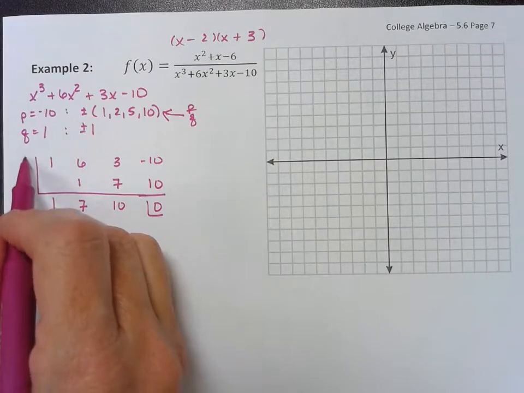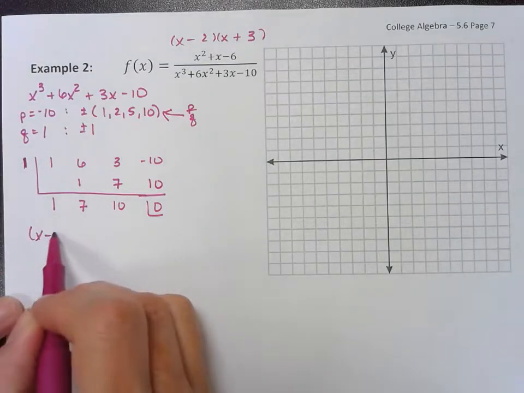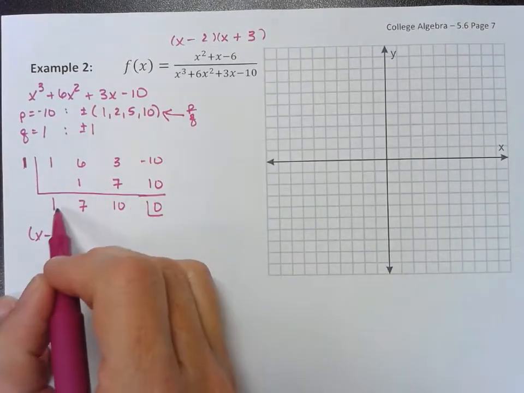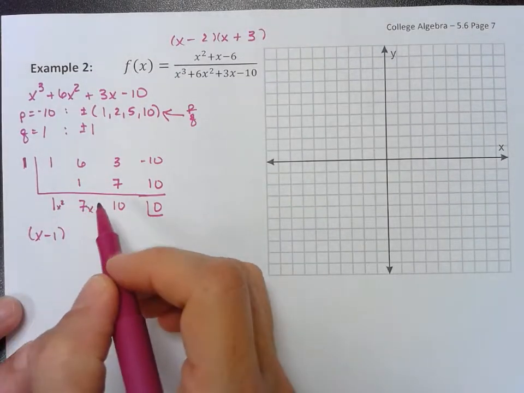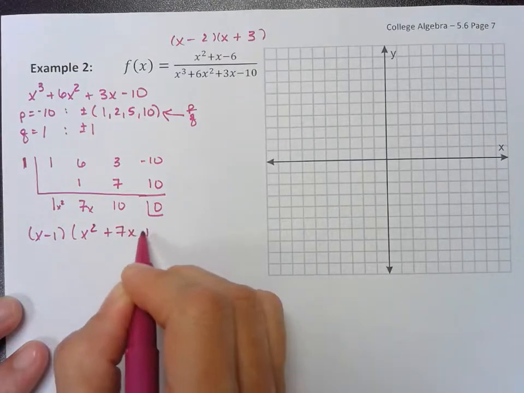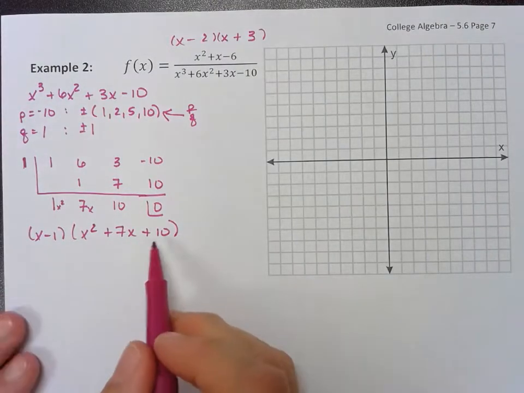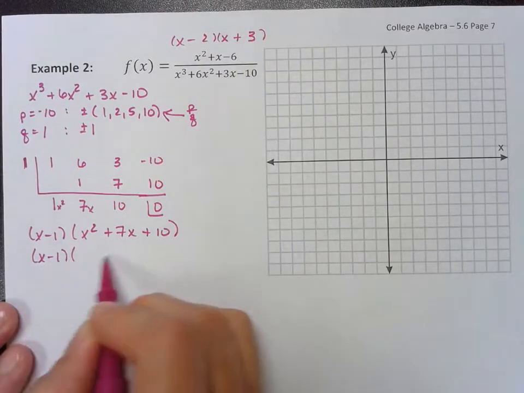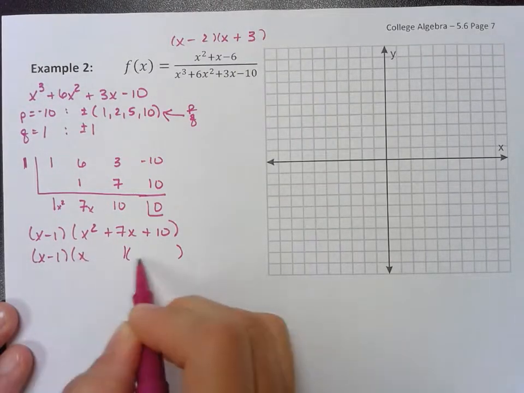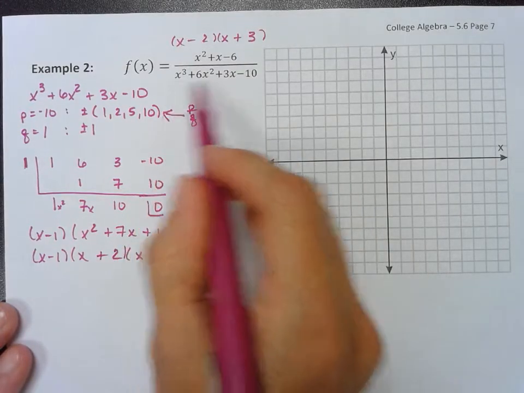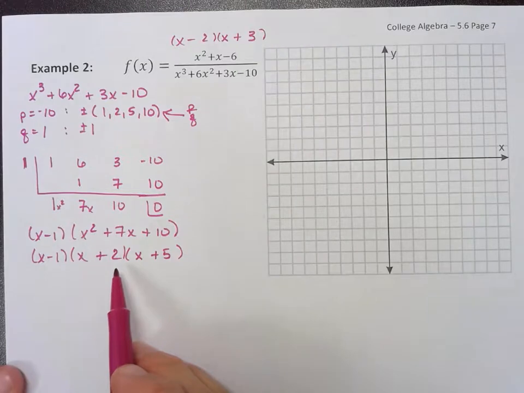So now we need to rewrite this. We know it's x minus this number, and then reduce this by 1, which gives us an x squared and an x. That would be x squared plus 7x plus 10. There are factors of 10 that add up to 7. That would be 2 and 5, and they're both positive. So the denominator will factor into this.